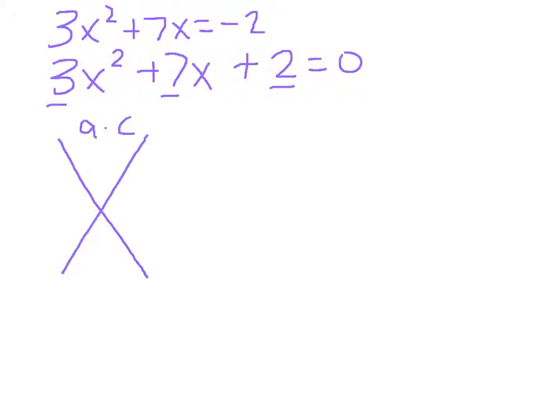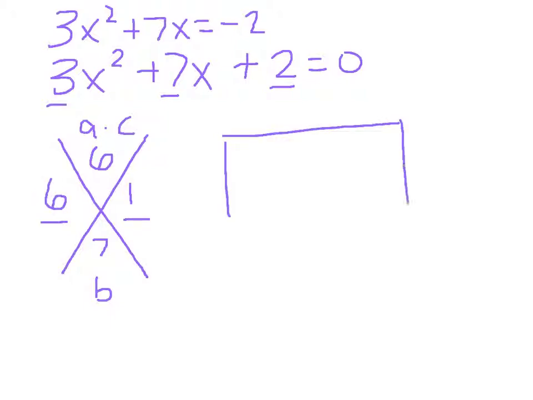And if you remember, in the top we put A times C, and in the bottom we put B. For this equation, A is 3 and C is 2, so A times C is 6 and B is 7. What I'm looking for in the diagonal spots here and here are two numbers that multiply together to give me A times C, so they need to multiply to give me 6, and they add together to give me 7. So our numbers should be 6 and 1.